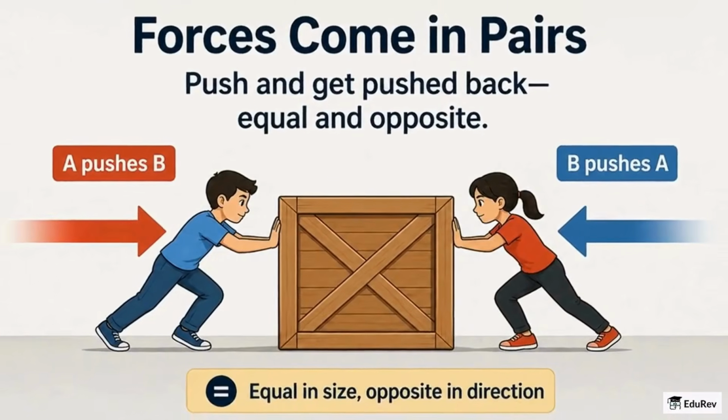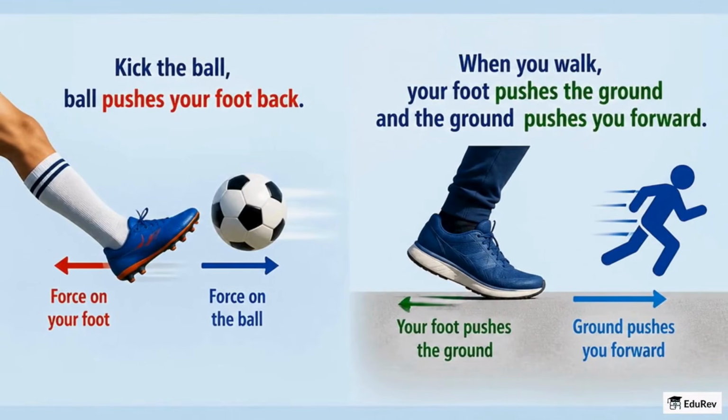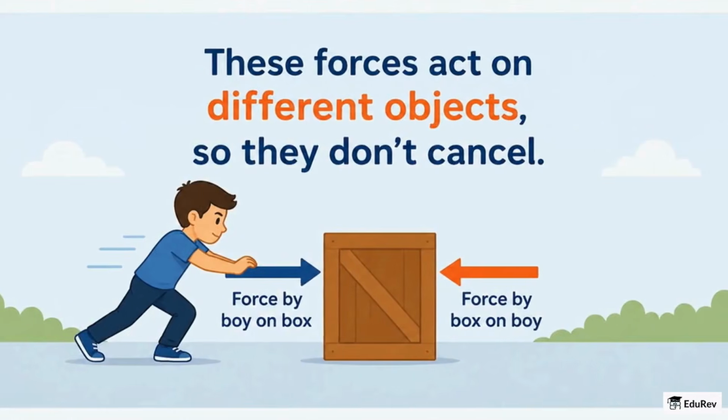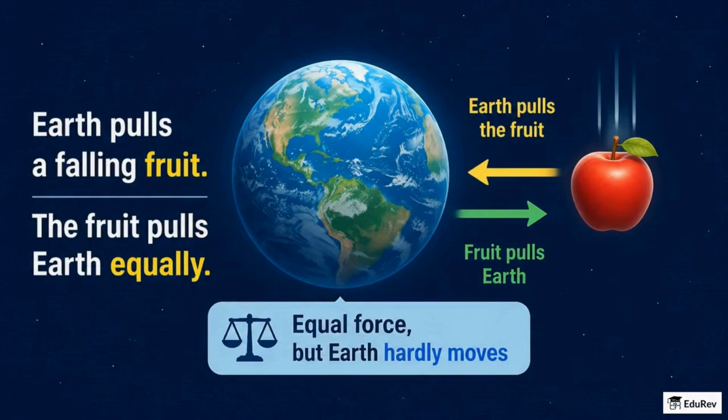Newton's third law tells us forces come in pairs. If object A pushes B, then B pushes A equally and oppositely. Kicking a ball, the ball pushes your foot back. When you walk, your foot pushes the ground and the ground pushes you forward. These action and reaction forces act on different objects, so they do not cancel each other. For example, Earth pulls a falling fruit, and the fruit pulls Earth equally. But Earth hardly moves because its mass is huge.